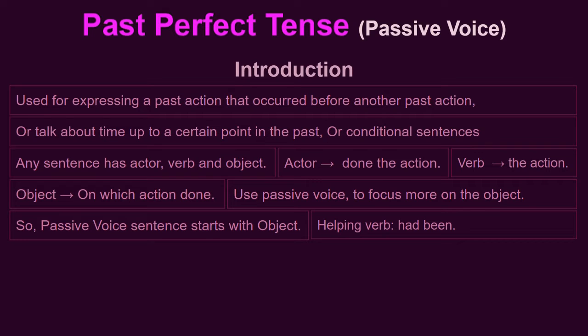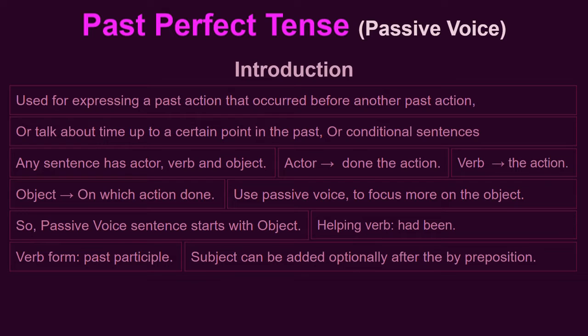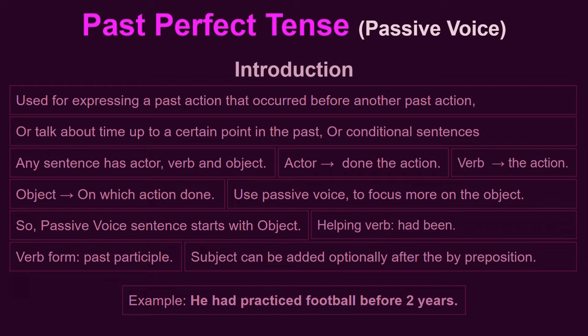Helping verb: had been. Verb form: past participle. Subject can be added optionally after the preposition by. Example: He had practiced football before 2 years.